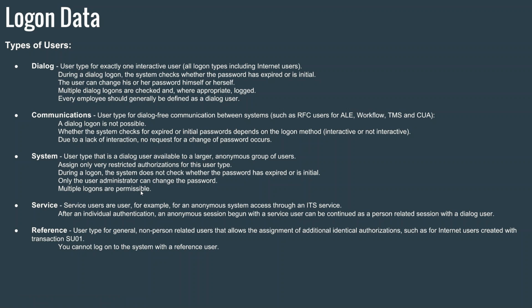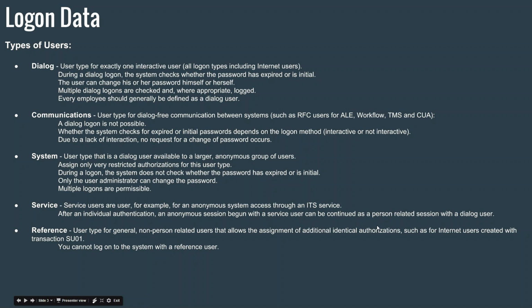The next is the service user. Service users are used for anonymous system access through an ITS service, the Internet Transaction Service. After an individual authentication, an anonymous session begun with a service user can be continued as a person-related session with a dialog user.